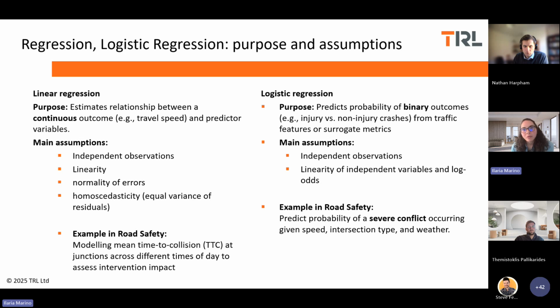Instead, if we have a different outcome, which is a binary outcome, for example, how severe a conflict is, we may want to use a different model, in this case, the logistic regression. This is more suitable where we have a yes or no outcome. Again, we have some assumptions here, like the independent observations, and also the linearity between the predictors and the odds. In this case, that is the probability of the event happening compared to the probability of the event not happening.